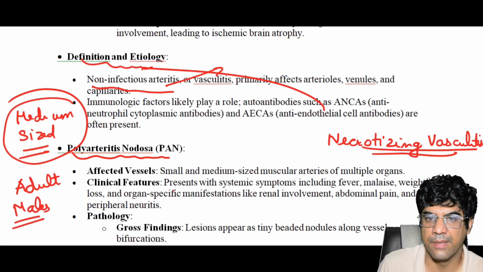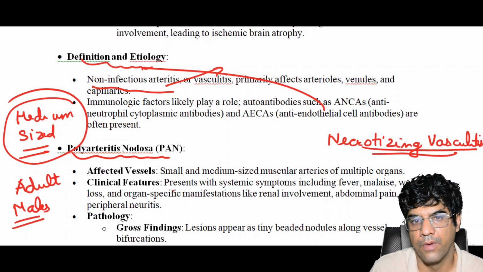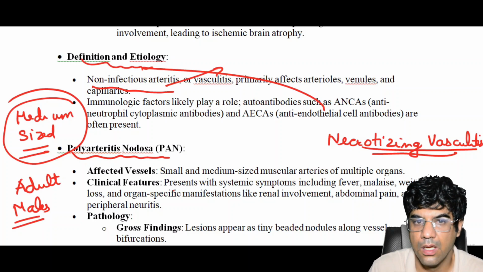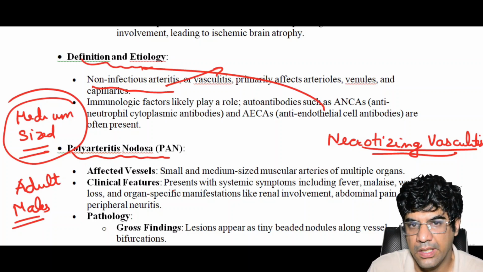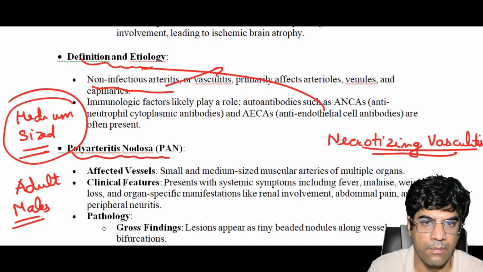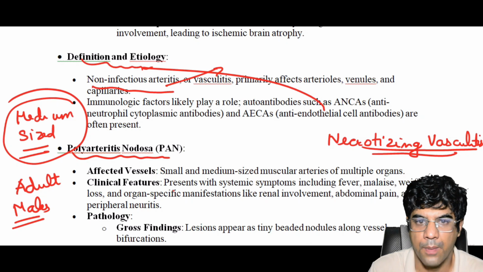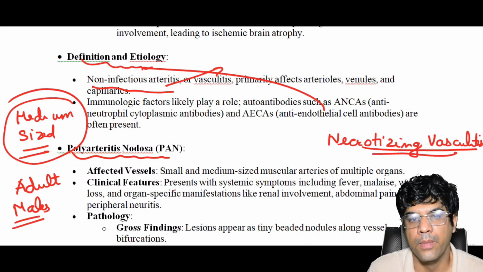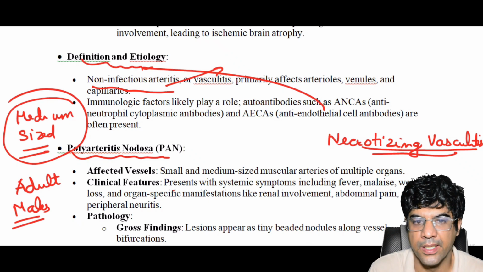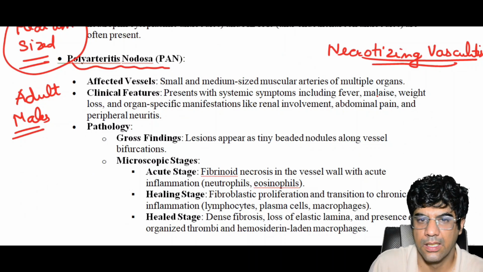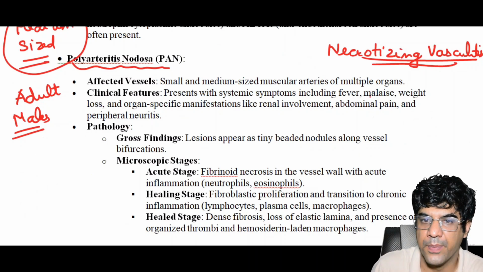So there would be systemic symptoms. One you can see is fever, malaise, weakness and weight loss. Apart from that, organ involvement manifestations that you can see are renal involvement, like albuminuria, hematuria or renal failure. Apart from that, you can see abdominal pain, peripheral neuritis and hypertension. On gross finding, the lesions appear as tiny beaded nodules.